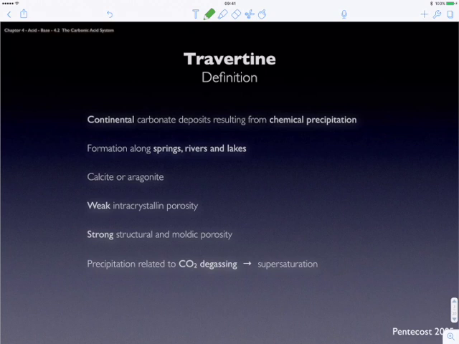Formation that is observed in spring, river, and lakes is built of aragonite and/or calcite, mostly calcite. A few details: it has a very weak intracrystalline porosity, but a very strong structural and moldic porosity, because most of the time this precipitation is taking place in a river or lake where you have a lot of organisms, a lot of flora, moss, algae, other plants, and this will lead to a lot of porosity. But at the micro scale, the crystals are pretty dense. And the precipitation is related to the degassing of CO2, exactly what is happening here.